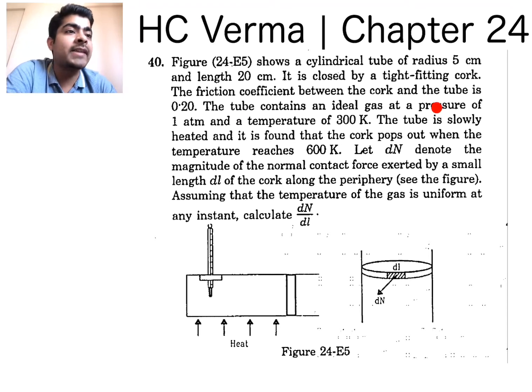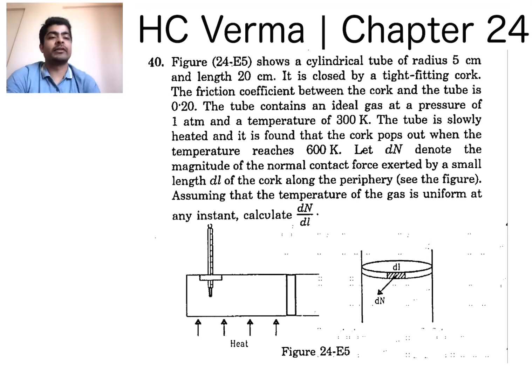The tube contains an ideal gas at a pressure of 1 atmosphere and a temperature of 300 Kelvin. Initial pressure and temperature are given. The tube is slowly heated, and it is found that the cork pops out when the temperature reaches 600 Kelvin.